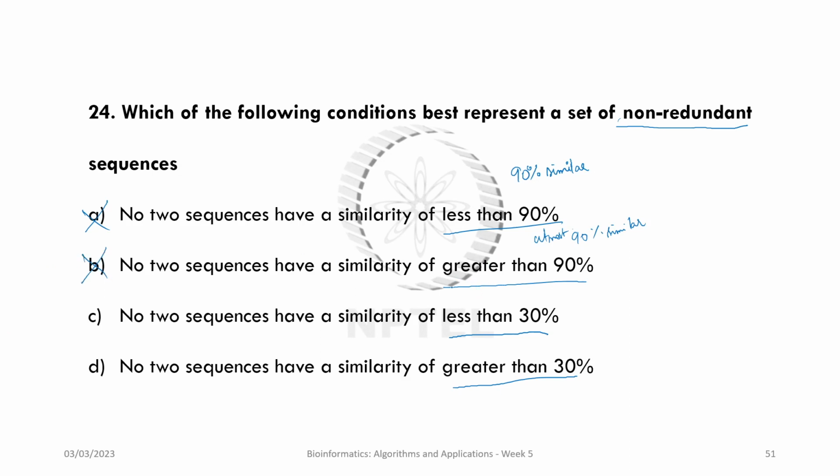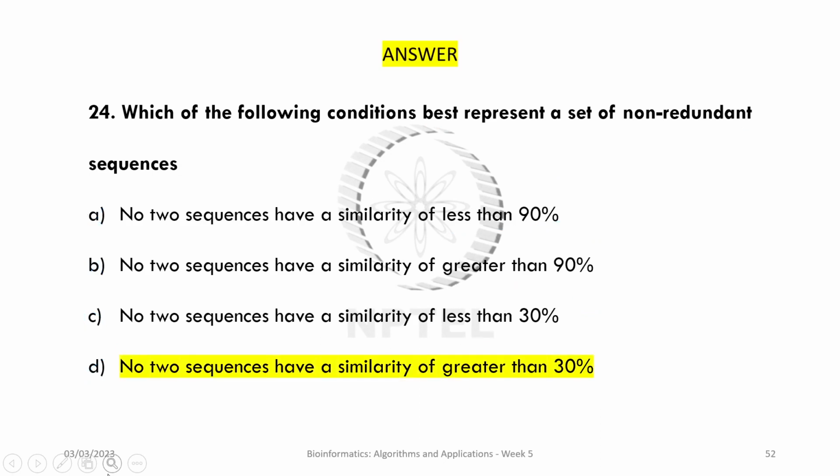So option C, no two sequences have a similarity of less than 30%. So again you have at least 30% similar, and no two sequences have a similarity of greater than 30. So best represent a set of non-redundant sequences would be D and not C. Good Akriti, your thought is right. So it is option D.